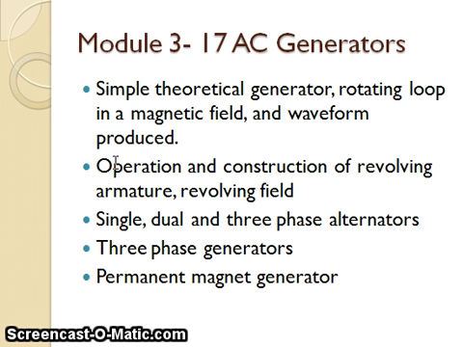The second part, we talk about operation and construction and revolving armature or revolving field. These are the two types of generator, revolving armature and revolving field. And we talk about single phase, dual phase, or three-phase alternators, and we focus more on the three-phase generators. In fact, the terms alternator and generator have been used interchangeably. And then lastly is about the permanent magnet generator.